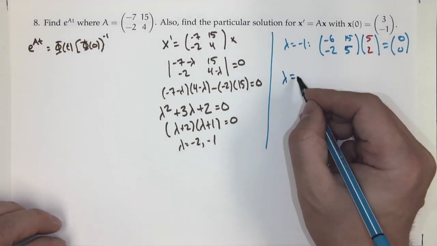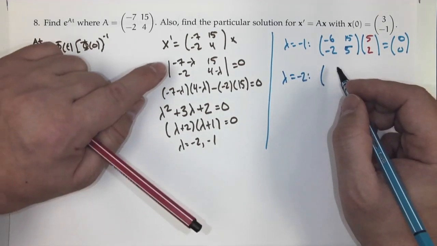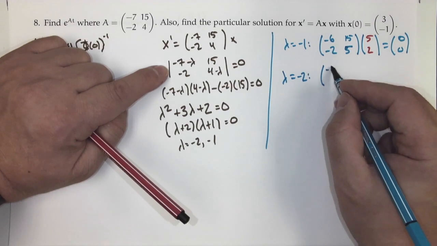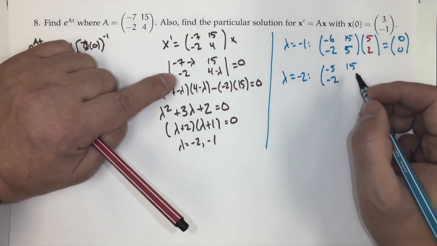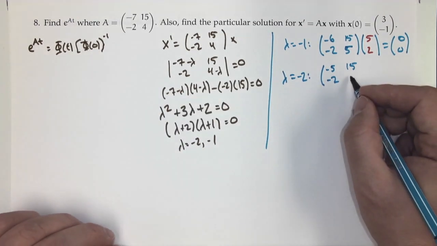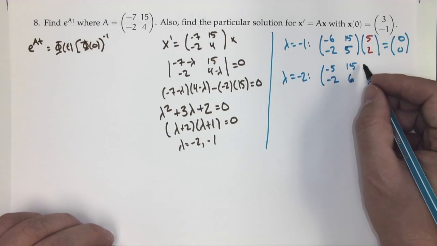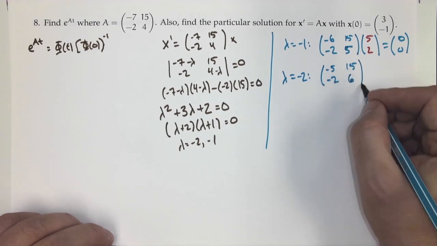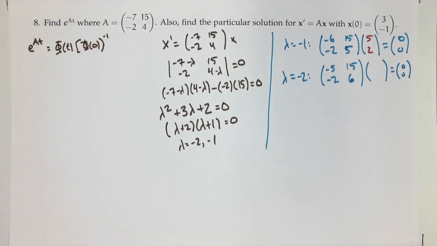So now, lambda equals negative 2. So we'll have minus 7 minus minus 2, so it's minus 5, 15. And then minus 2, 4 minus minus 2, that's 4 plus 2, which is 6. Okay, we've got to multiply that by something and get 0, 0. Well, anybody see something that works? 3 and 1. 3 and 1.